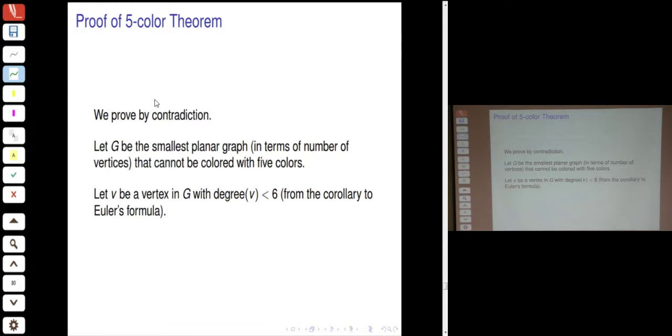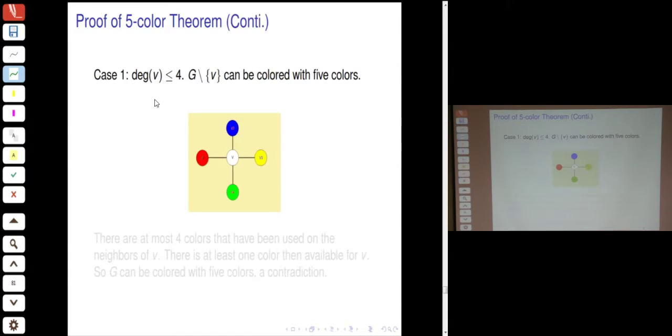By the previous slides, we know there's a vertex with degree at most 5. So let's look at that guy. This is the white guy here. The degree is at most 5. So there are 2 cases. One is the degree is less than or equal to 4. The second case is the degree is exactly 5. In both cases we get something wrong.